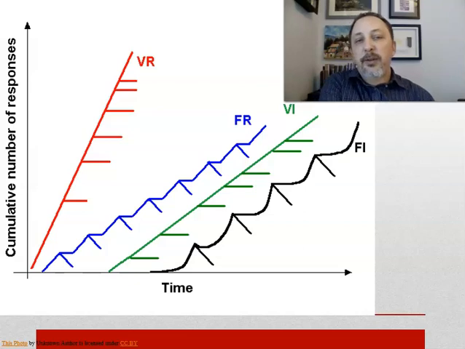Variable interval, it doesn't know when it's going to get the response, but it slows down a little bit because speed doesn't seem to matter. And fixed interval, it's not going to respond much. It's going to learn, oh, I'm just going to wait 10 seconds, then hit the lever. So it's not really going to hit the lever all that much. These are classic ideas of reinforcement, and they help us to understand how learning works.